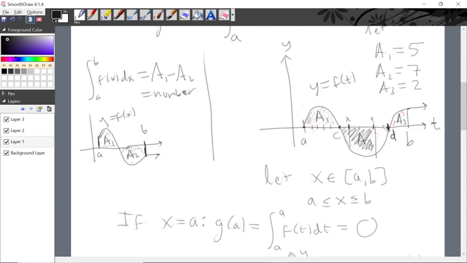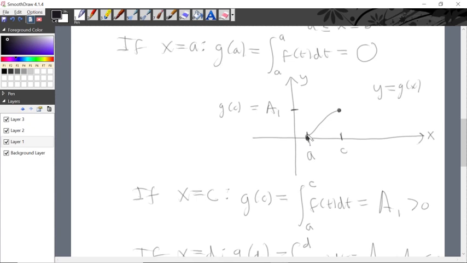And then we're going to continue to increase x towards D, where we're going to continue to subtract more and more area from below the x-axis. So that is that the output of G over this interval is then decreasing, because as x goes from C to D, we are subtracting larger and larger amounts from A1.